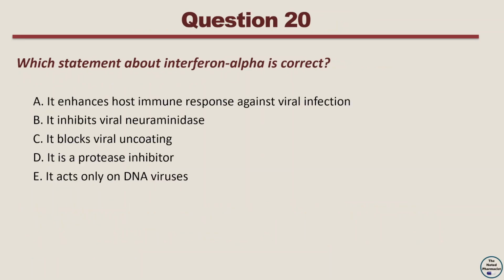Question 20. Which statement about interferon alpha is correct? Option A, it enhances host immune response against viral infection. Option B, it inhibits viral neuraminidase. Option C, it blocks viral uncoating. Option D, it is a protease inhibitor. Option E, it acts only on DNA viruses.